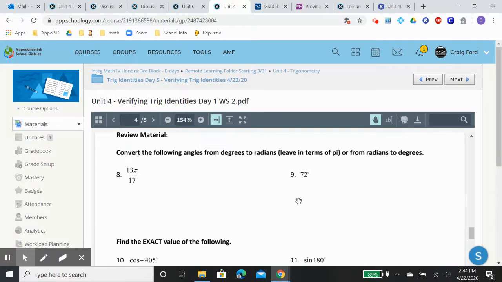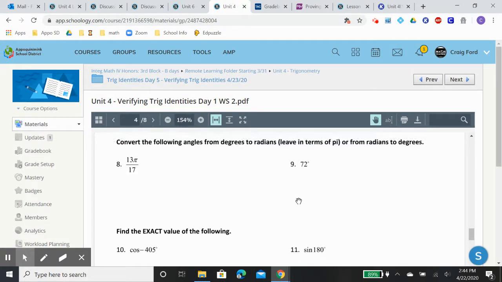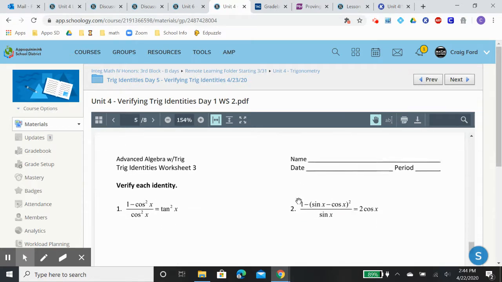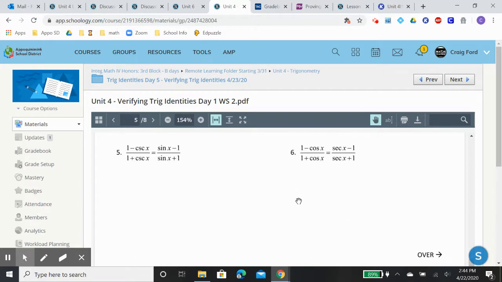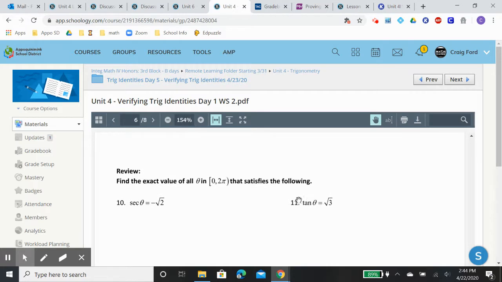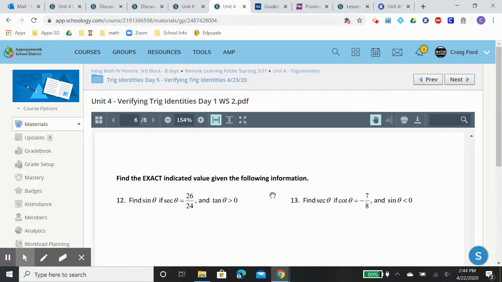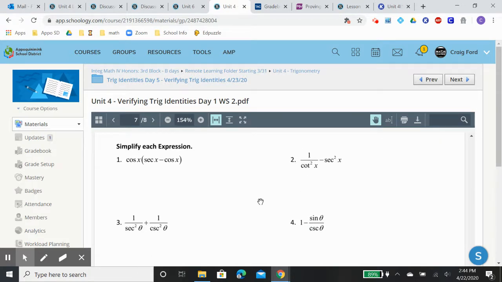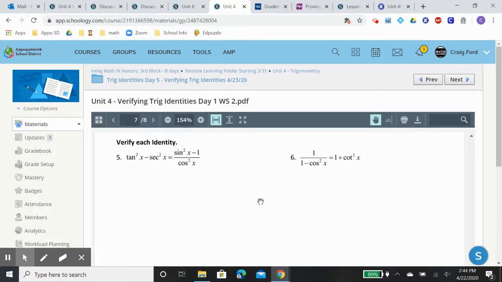Here's some review material from the unit circle stuff. You can take a look at those, but they're not super important in this. Then worksheet 3, again, more verifying with a challenge problem. Here's another review. We haven't actually learned how to do these yet, so definitely don't worry about this review. It's on page 6. We did these before in the last part of the unit circle notes. You can work at that if you want to. It's up to you. But the last two pages, I apologize, are a review of both simplifying and verifying.